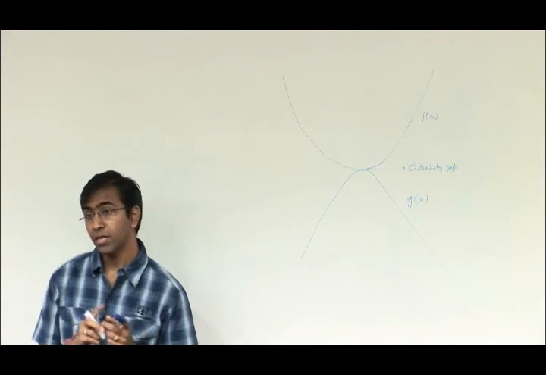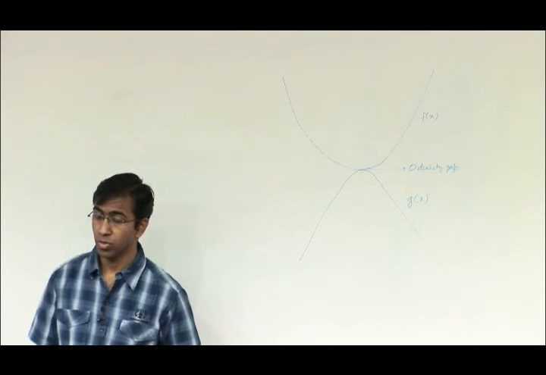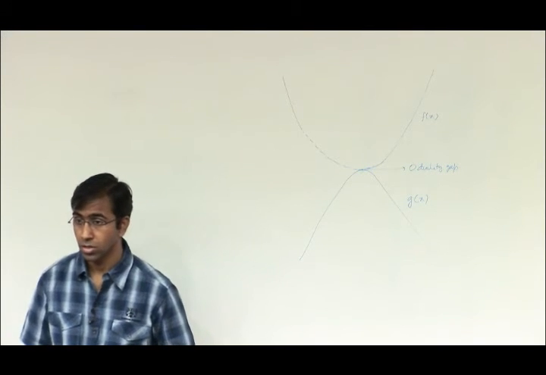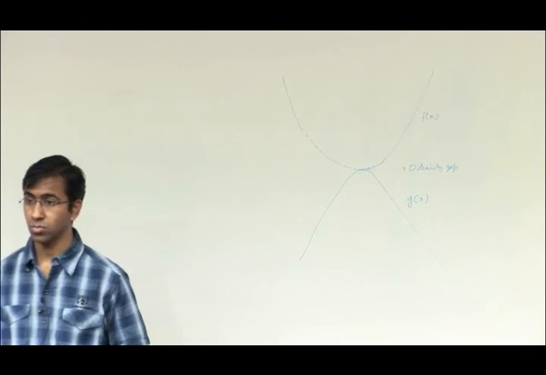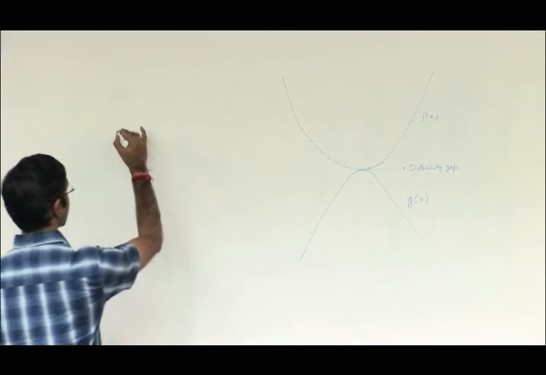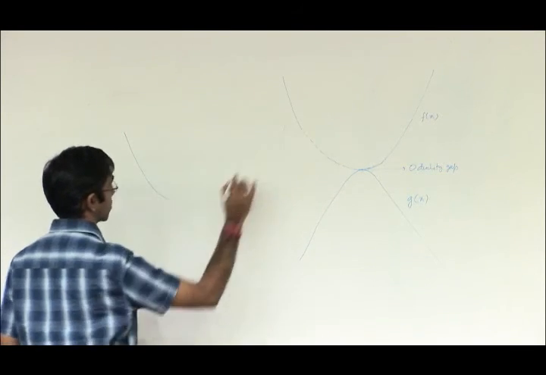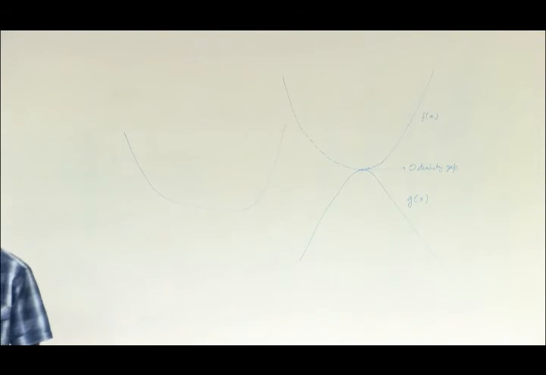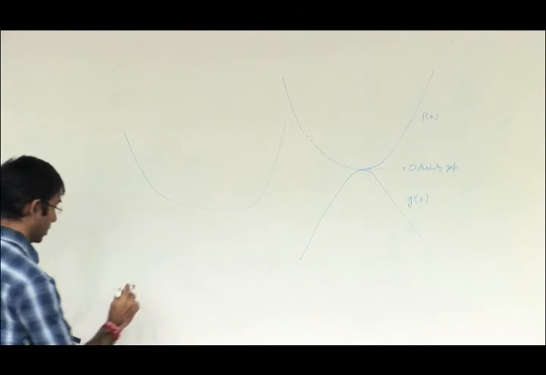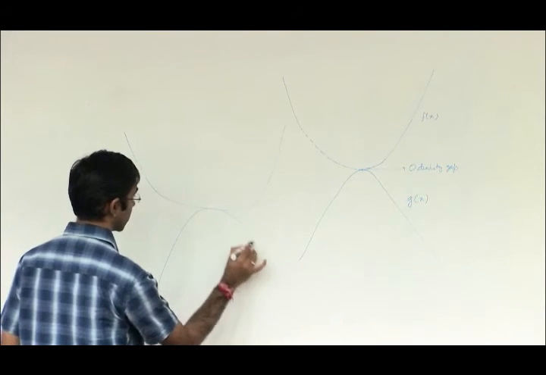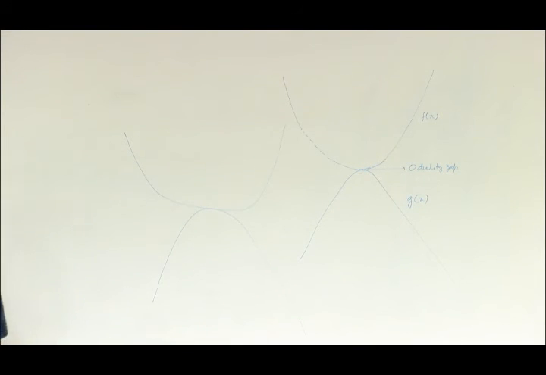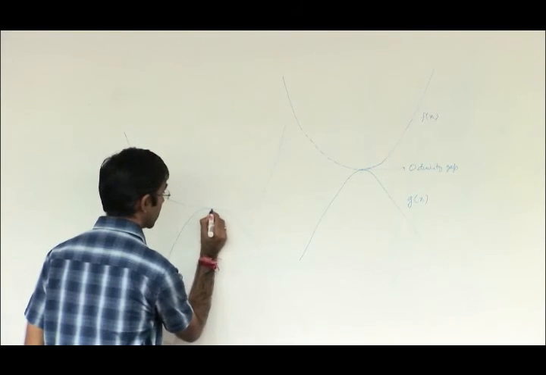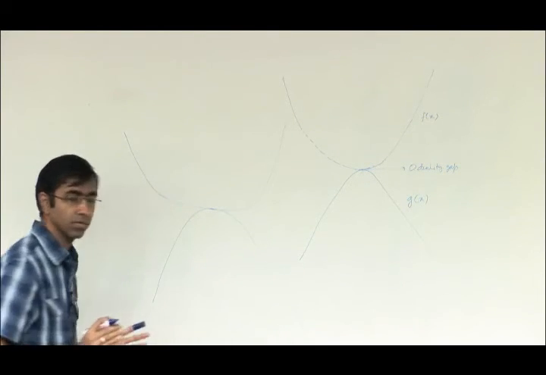There might be a one-to-one correspondence, there might not be, at the minimum and maximum. Suppose your function can be something like this, so you don't have a unique solution, and your dual can be something like this as well. So there need not be a one-to-one correspondence.